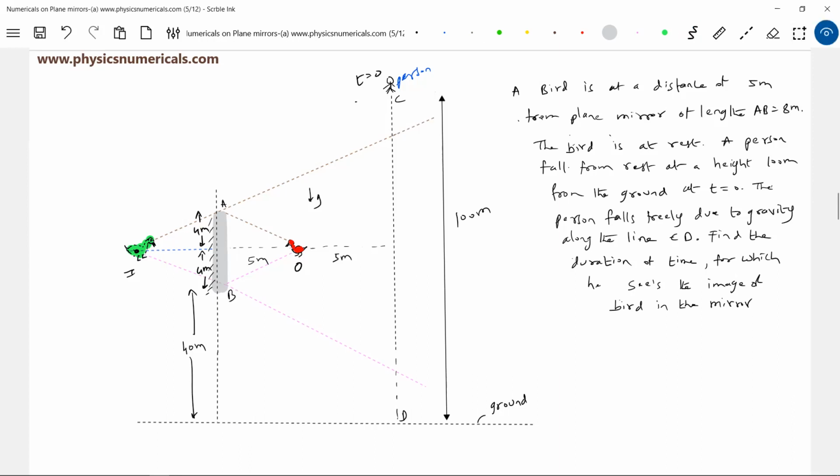So what is the conclusion I can make? As long as the person lies in this region, taking this as point P1 and this as P2, he is able to visualize the image of the bird, because in this region the reflected rays are present. The reason for that is that this will give the field of view.